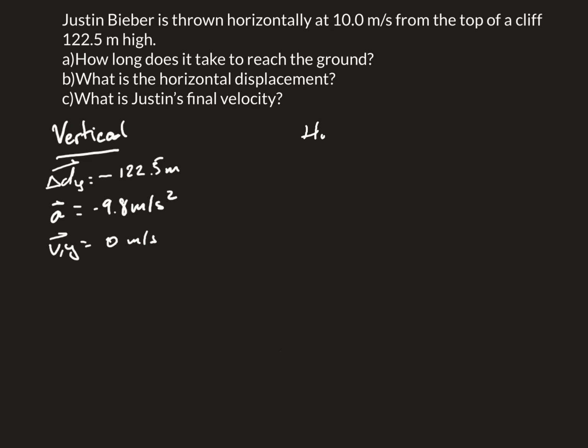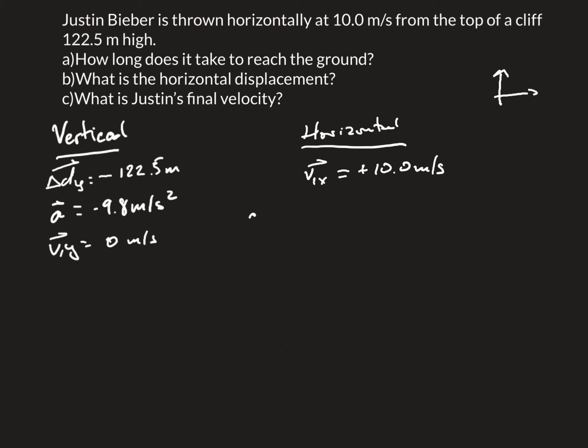The horizontal components, it's a little bit simpler. We just have one that we know of, and that is the horizontal component of initial velocity, and that is positive 10.0 meters per second, because he's going in the forward direction, right? So we're going to say that up and forward are positive. So we can start off by figuring out how long it takes for him to reach the ground. That's just a vertical component question.